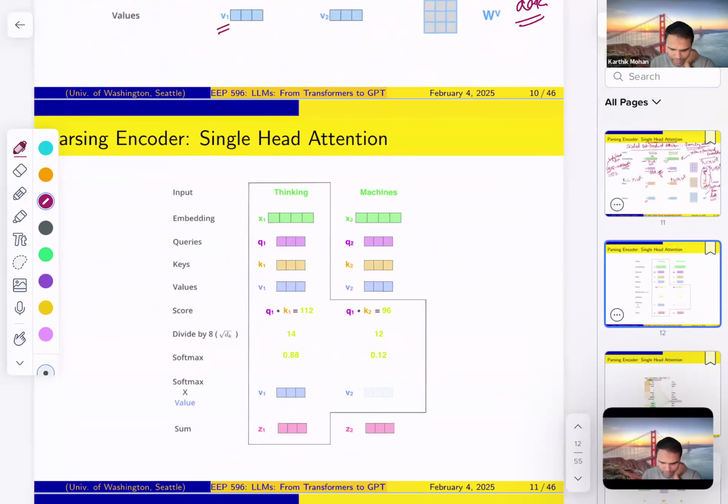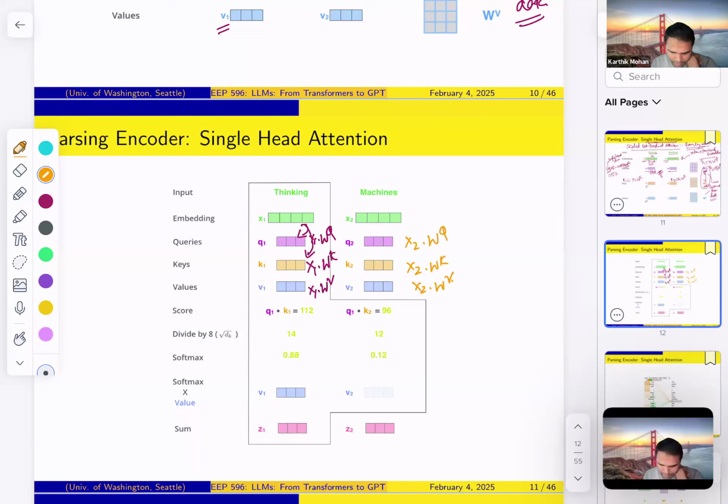So from X1, we get Q1 because it's X1 times WQ. We get K1, that's X1 times WK, and this is X1 times WV. The same thing for this one, right? So this is X2 times WQ, X2 times WK, X2 times WV. So query, key, and value. Okay, so this is where it gets interesting.